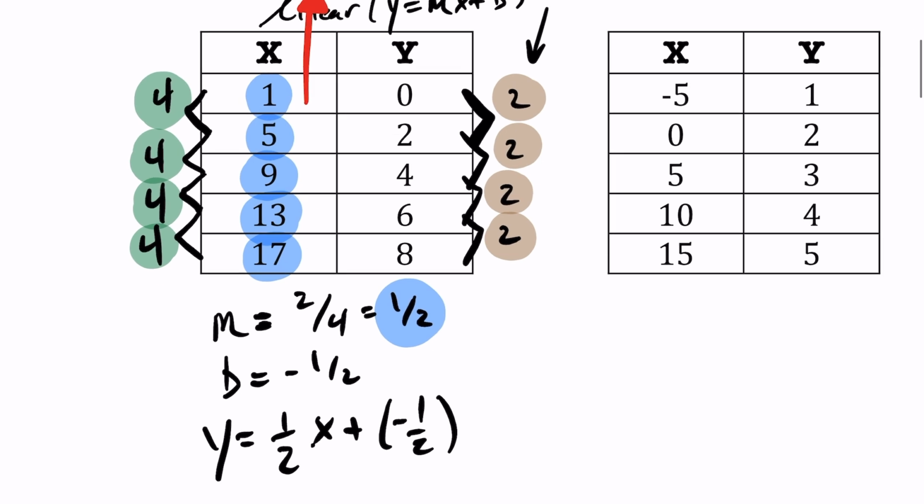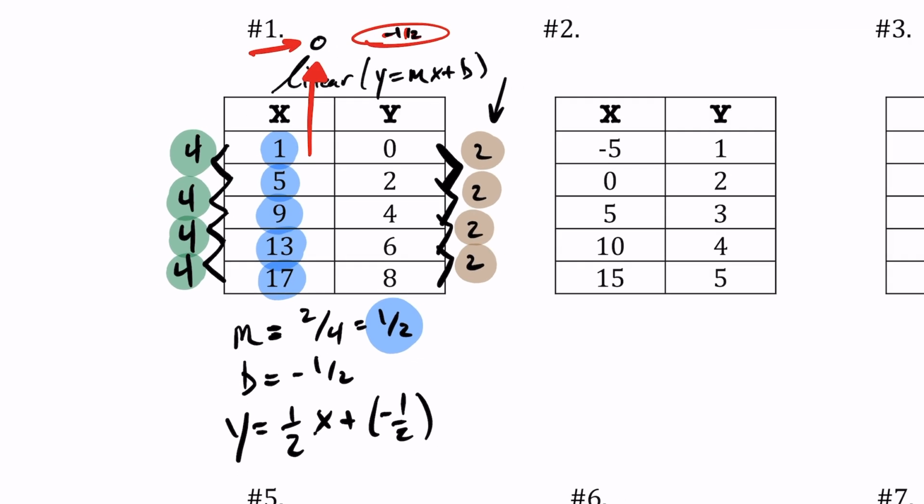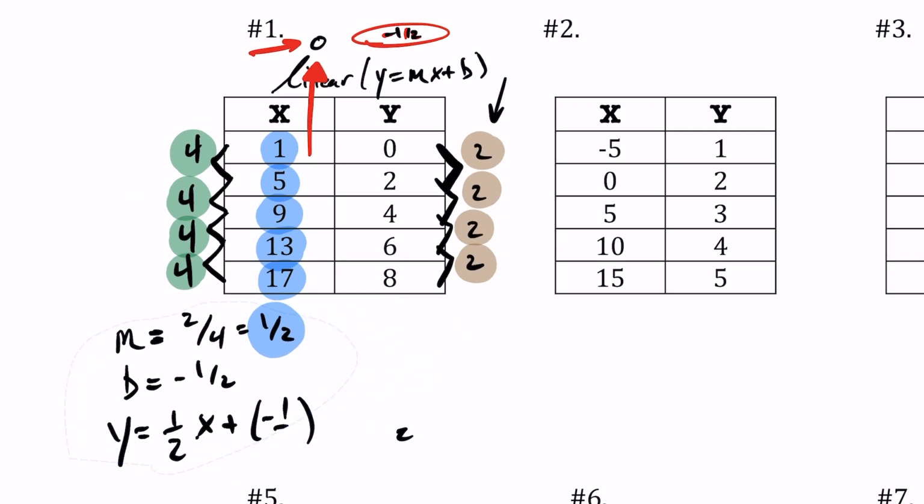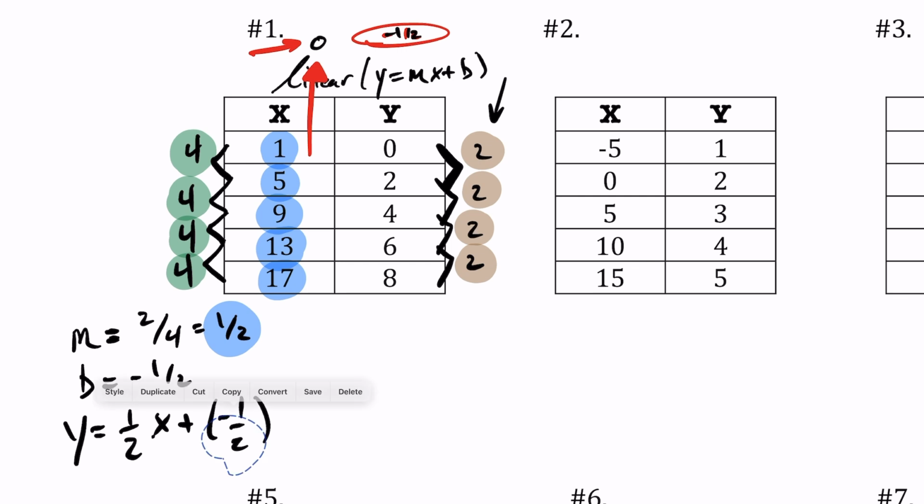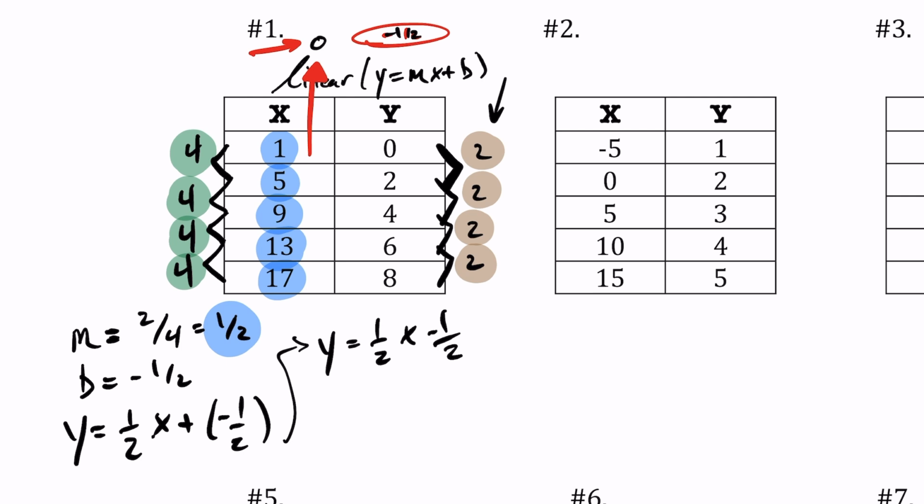Typically people will write and express this without the plus minus symbol. So we would just finish this up and have y equals 1/2 x minus a half. And that becomes our linear relationship to represent this table of values.